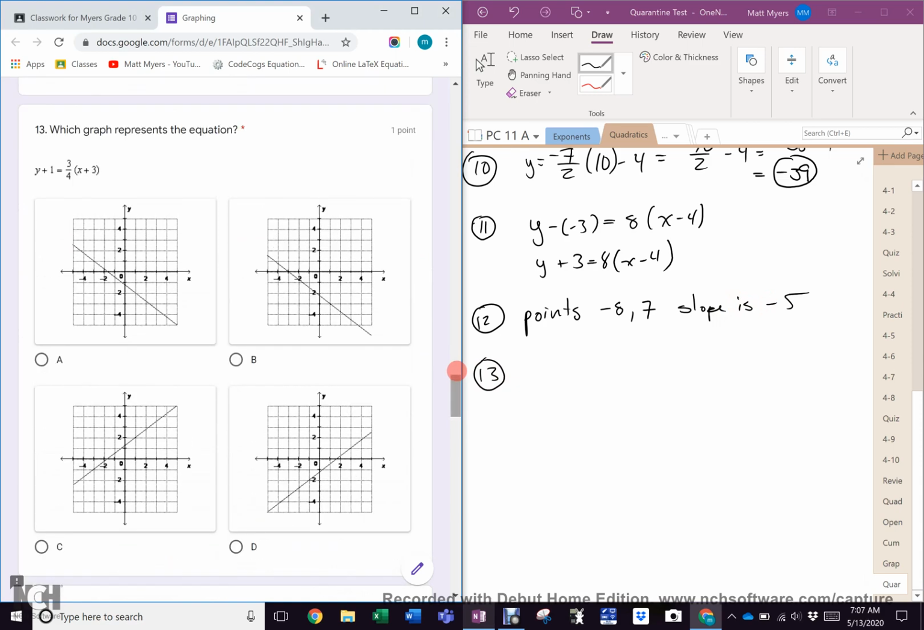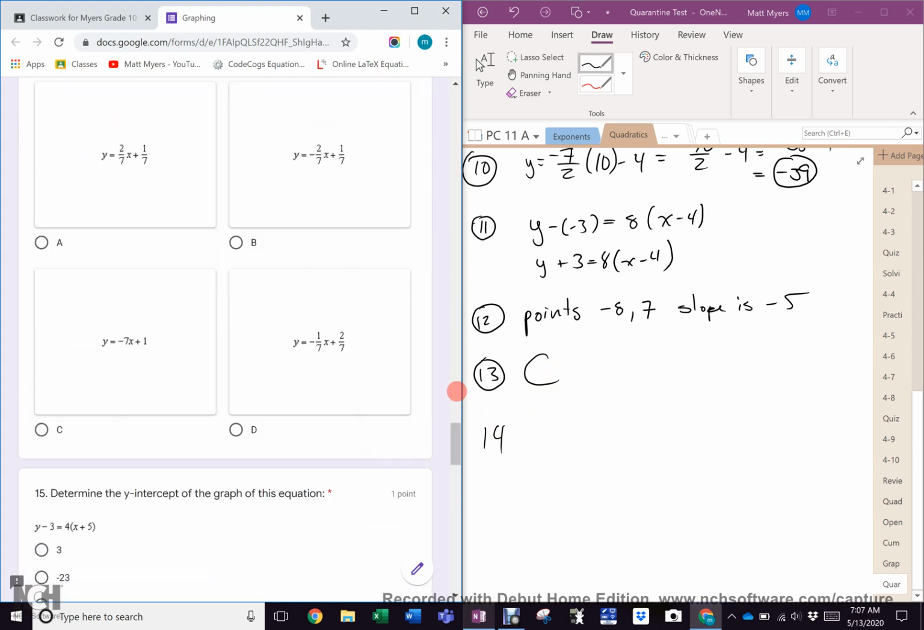13. What graph goes through -3, -1 with a slope of 3/4 that's positive? So it can't be A or B, it has to be C or D, and only C goes through -3, -1. So 13 was C.